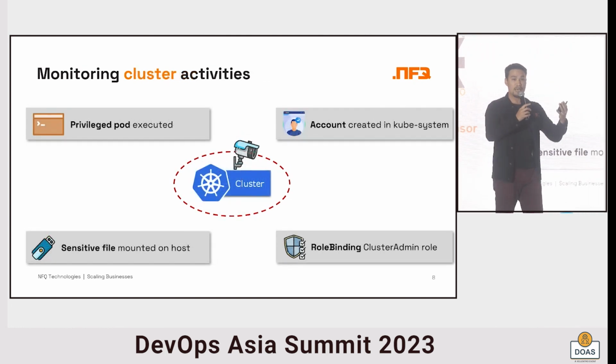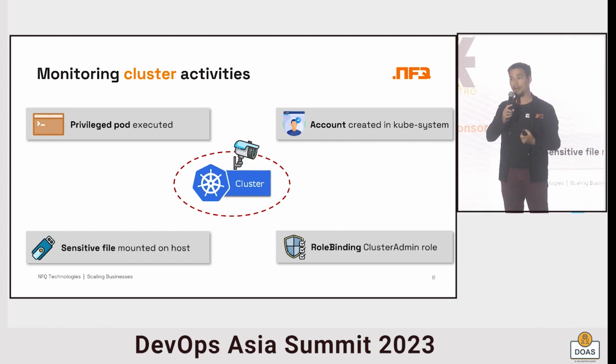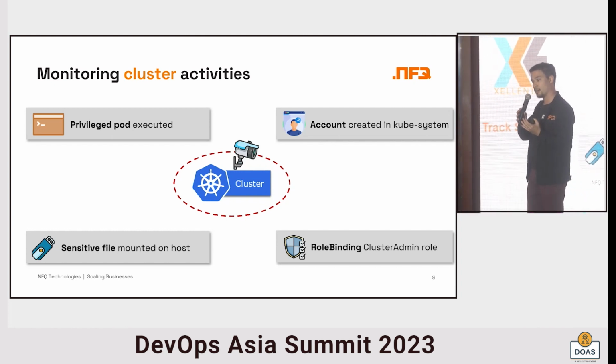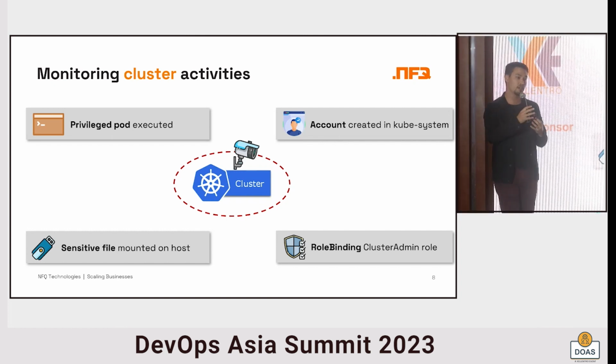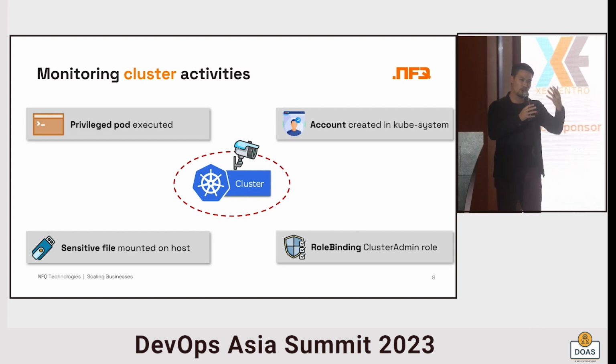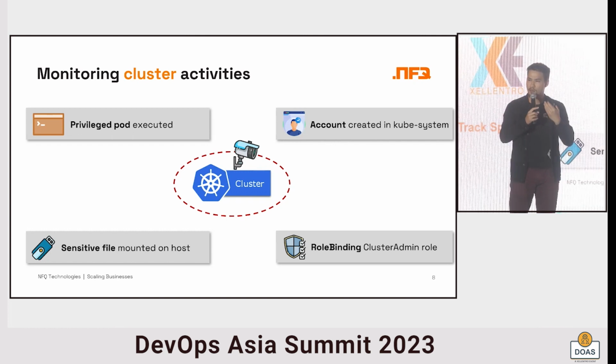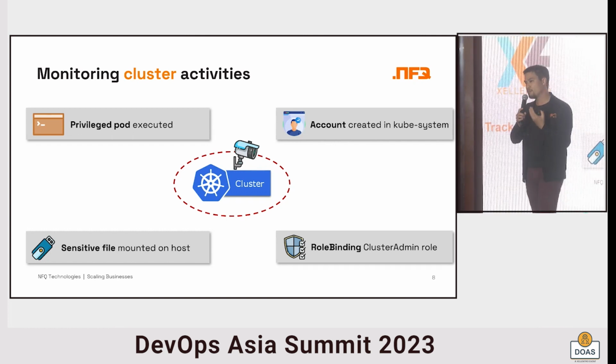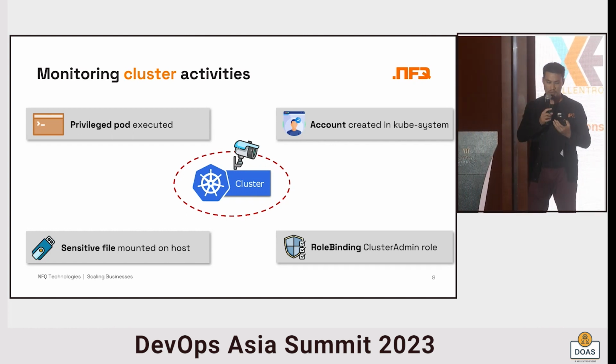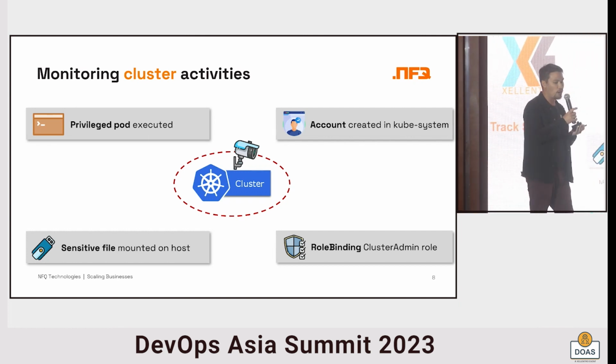We would like to do the same at the cluster level, right? We think about containers running in Kubernetes, but at the cluster level as well, we would like to be able to detect what is happening. If someone is creating, for example, a service account in a technical namespace, such as kube-system, it's not very frequent, normally it should never happen.